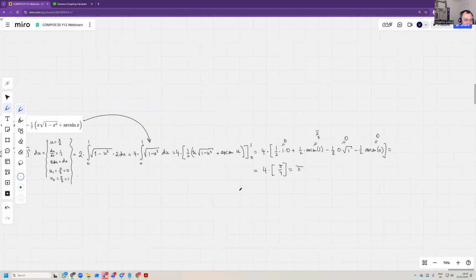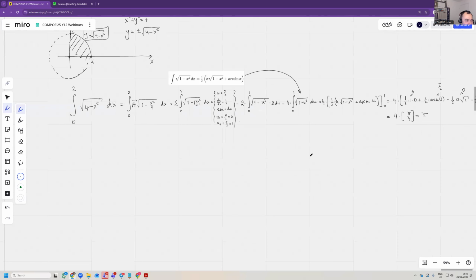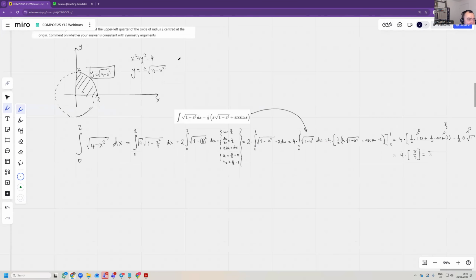That's a beautiful result. And what do we expect from a circle? Well, the area of a circle of radius 2 is pi r squared, which is pi multiplied by 2 squared, which is 4 pi. And a quarter of a circle is just going to be pi. And ta-da, we got the same result.